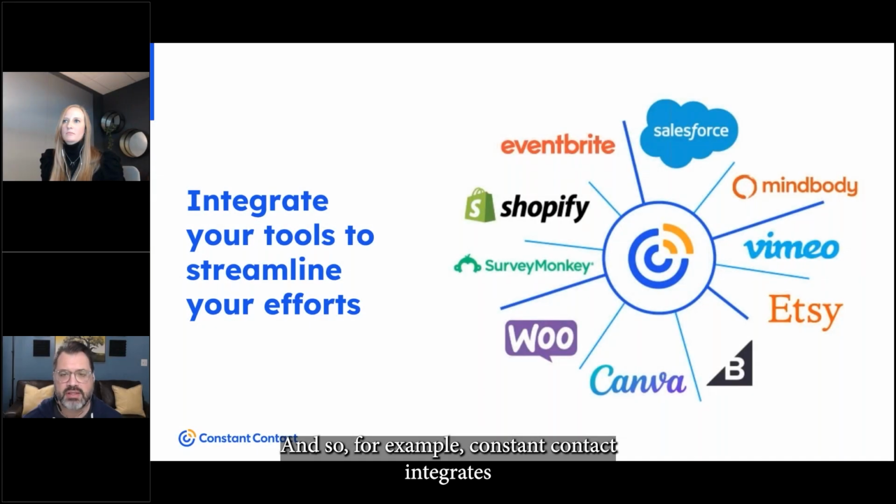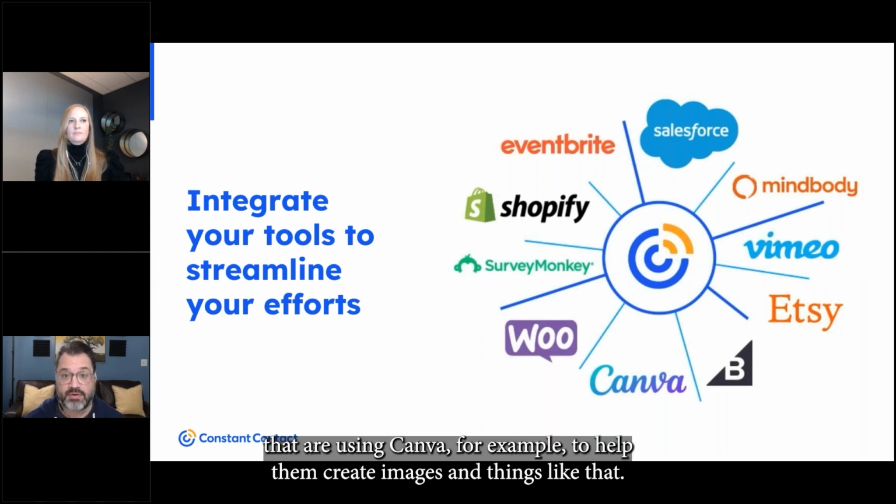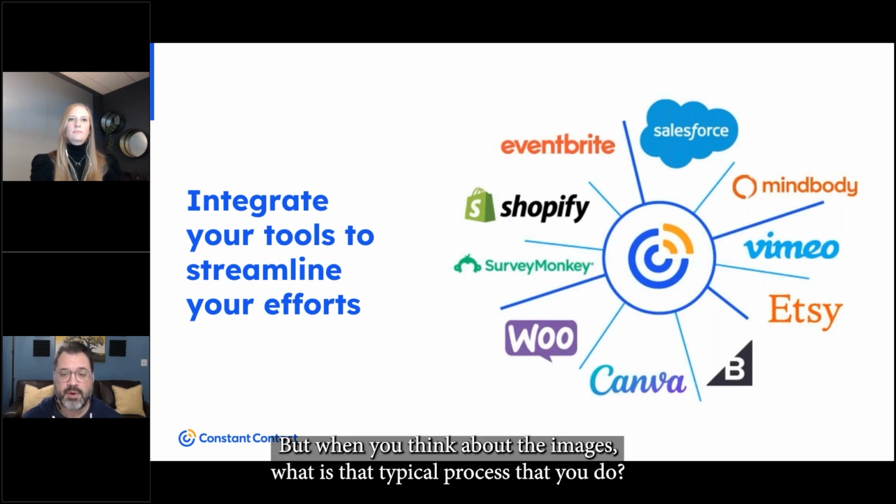And so, for example, Constant Contact integrates with a lot of tools you may already be using. I'm sure there are a ton of people out there that are using Canva, for example, to help them create images and things like that. And Canva does a whole bunch more, right? But when you think about the images, what is that typical process that you do?